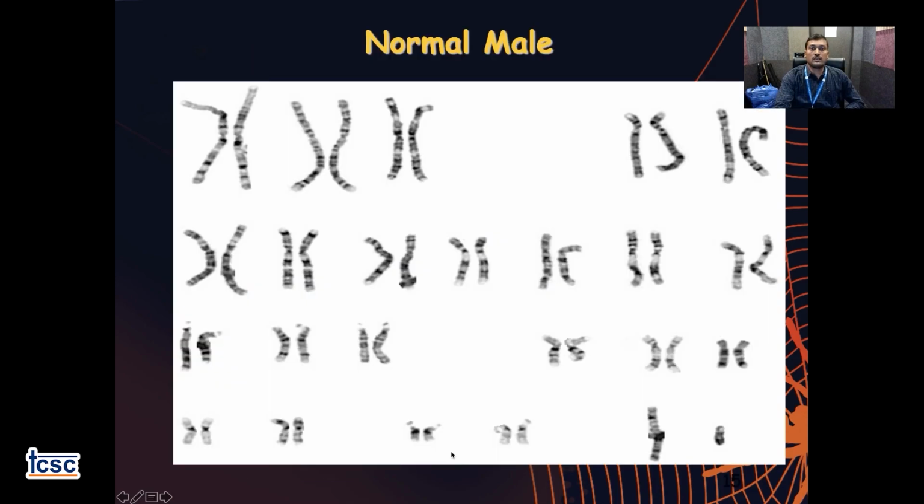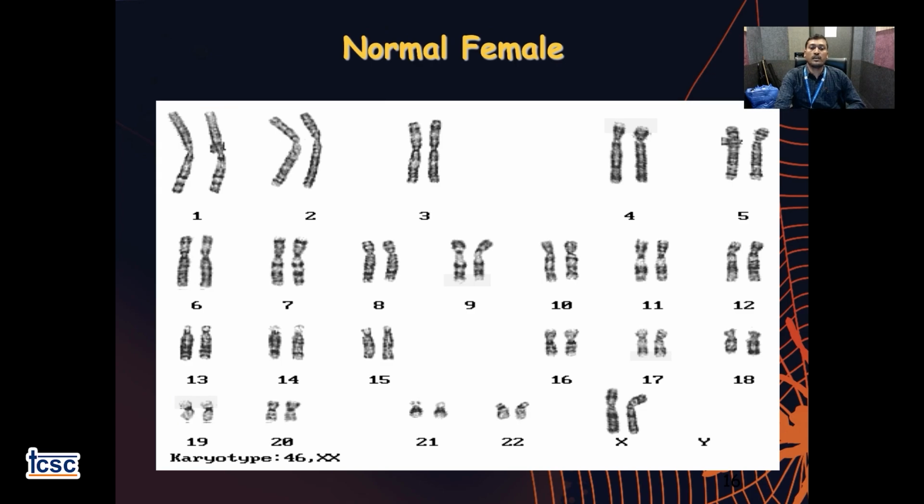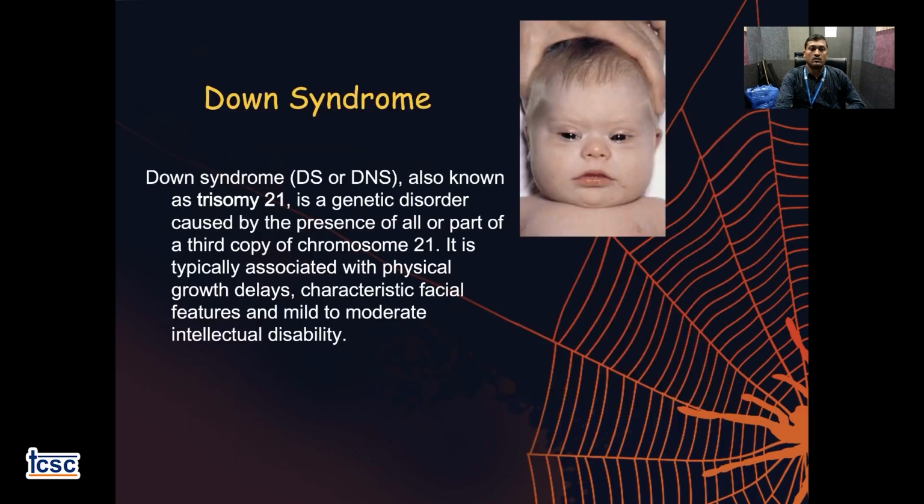Okay, so let's see the normal male. This is the karyograph. In the case of a normal male, the picture will be like this. Normal, all chromosomes are normal. And in the case of the female, this is the normal karyograph for female. Now you can see here, Down syndrome. What will happen in Down syndrome?